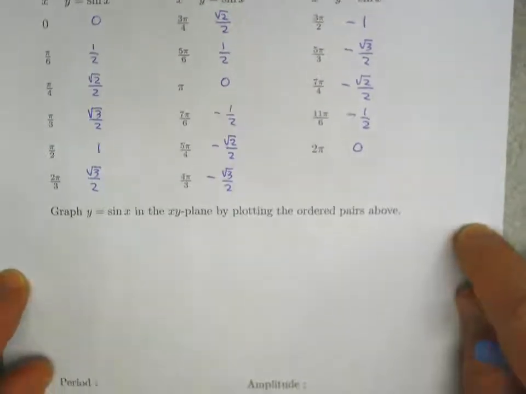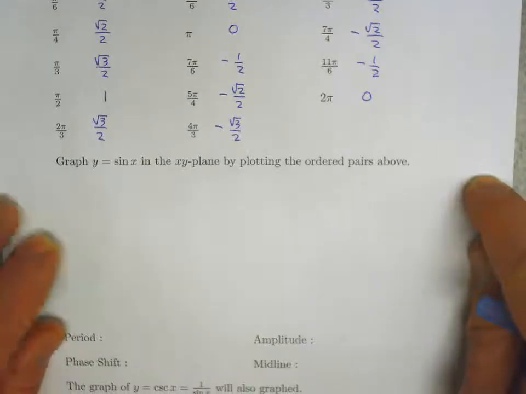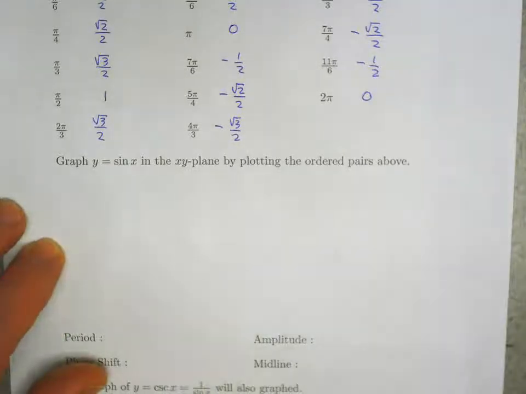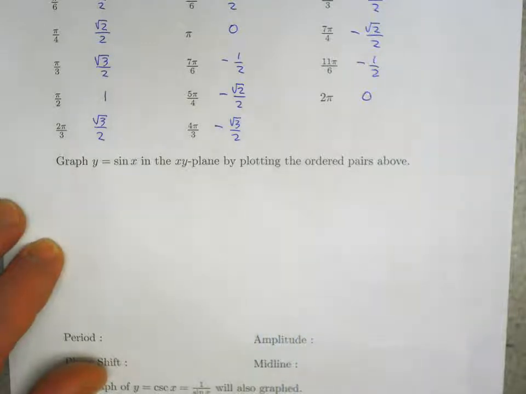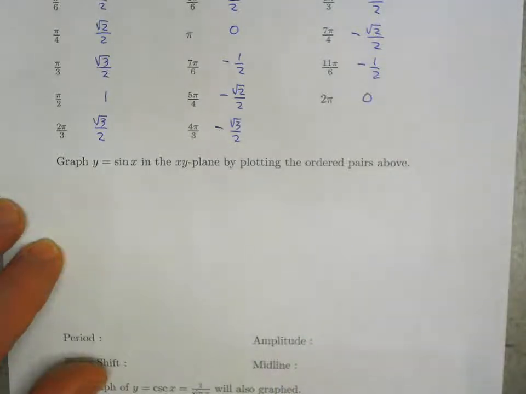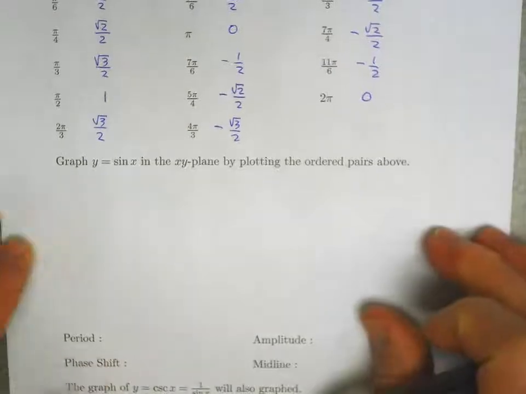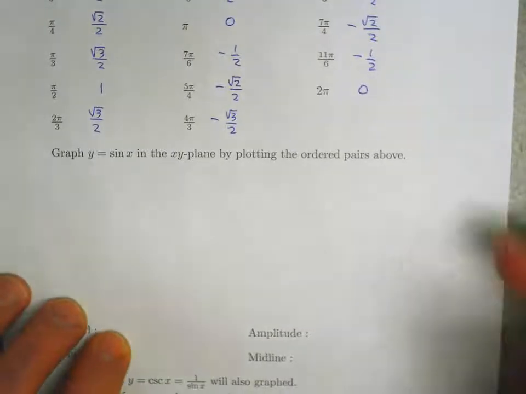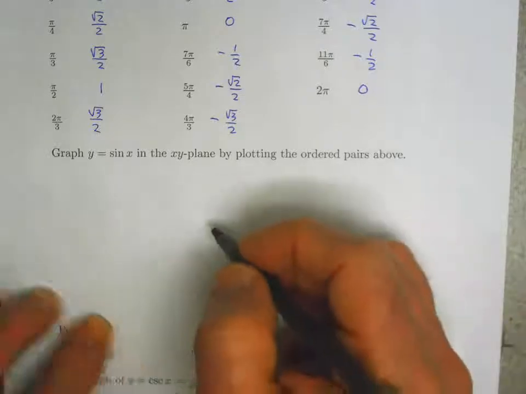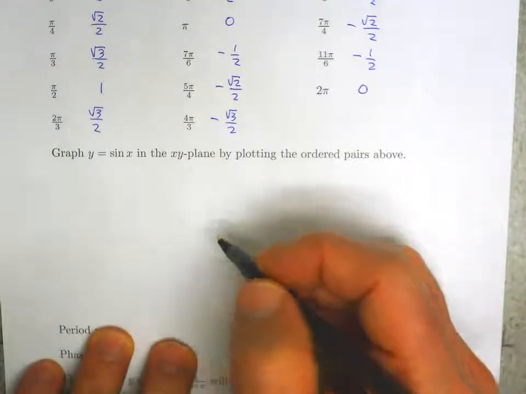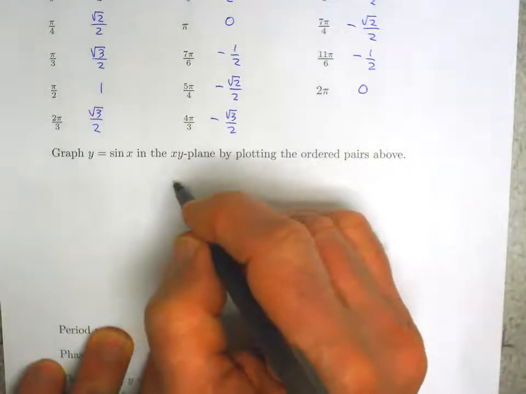Okay, so we'll graph y equals sine of x in the xy plane by plotting the ordered pairs above. The unit circle just involves finding angles in a circular fashion, and now we're going to stretch out those values on the x-axis.